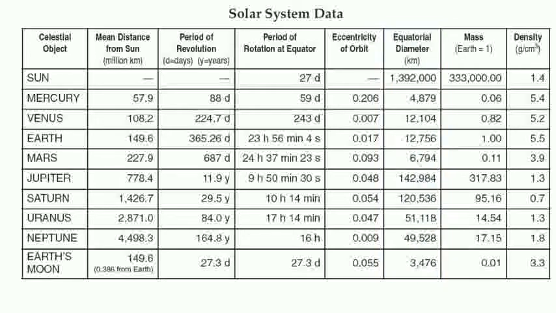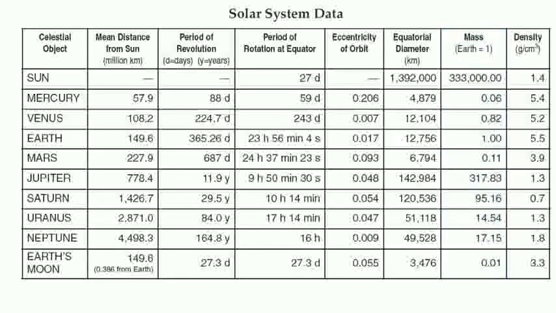Next is mass. We've given Earth a relative mass of 1. Anything that has a value less than 1 means that that planet is smaller than Earth. Any value that's bigger than 1 tells us that the planet is bigger than Earth. You see that Jupiter is going to be the biggest planet in our solar system.